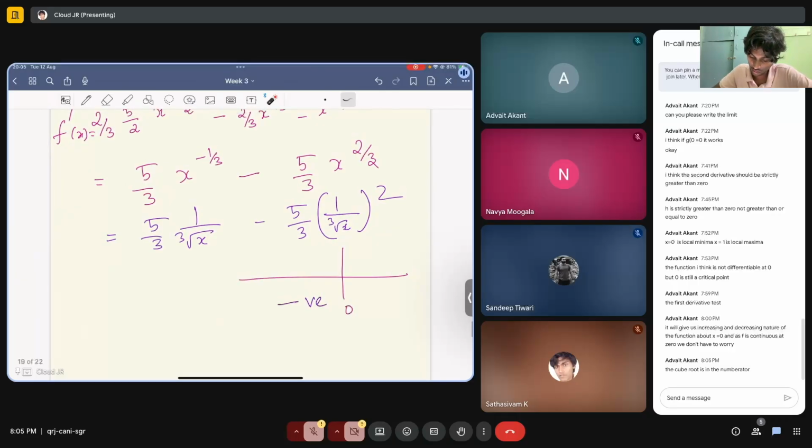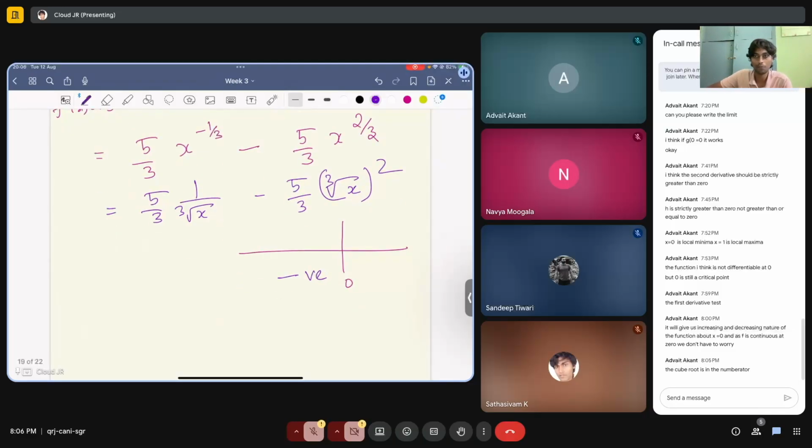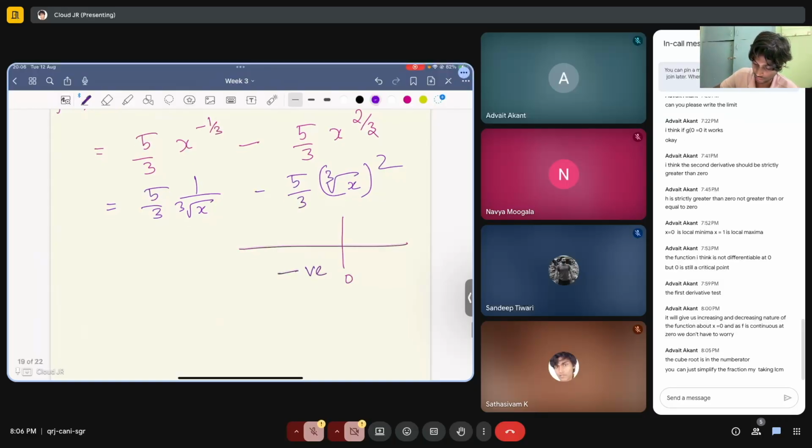No, this is not 1 by 3, right? It's not 1 by 3. So this will be root of x square. Okay, so let's assume the x is a cube root in the numerator. It's not increasing. Yeah, cube root in the numerator. I made some error here, but anyway.